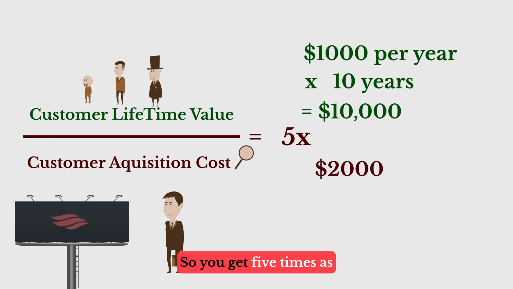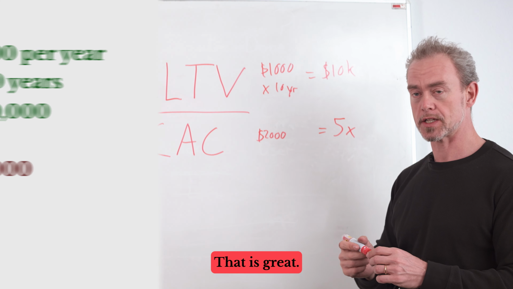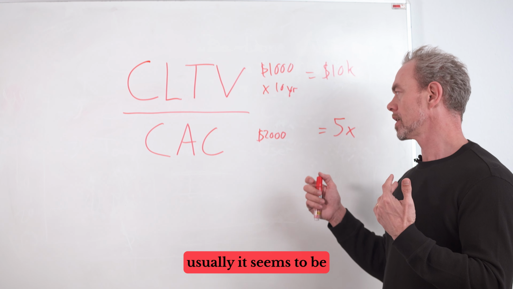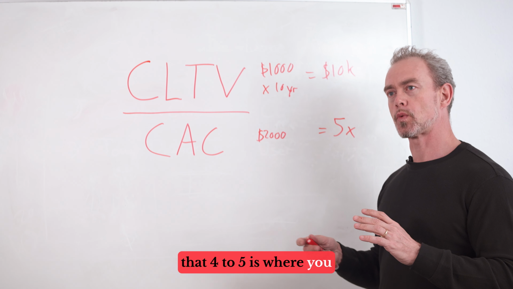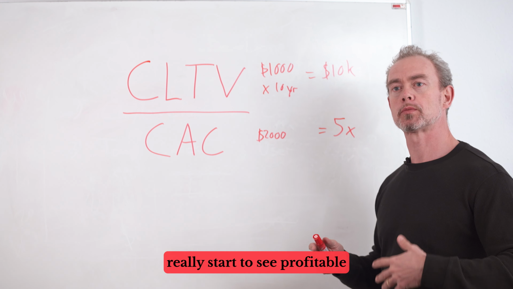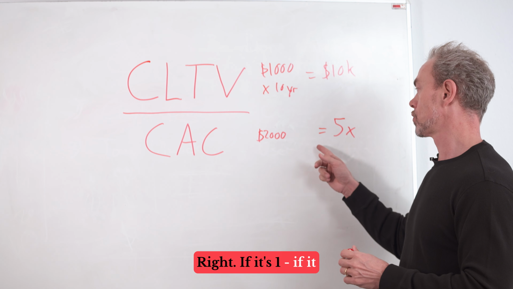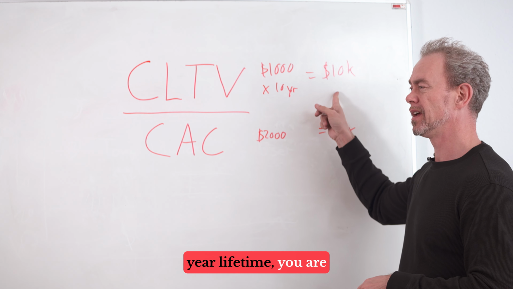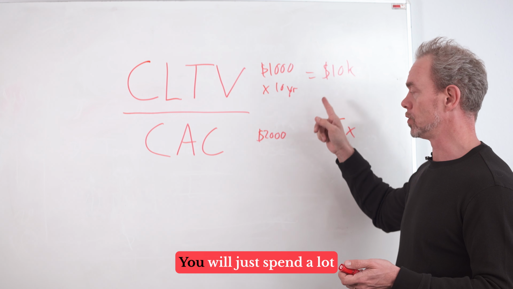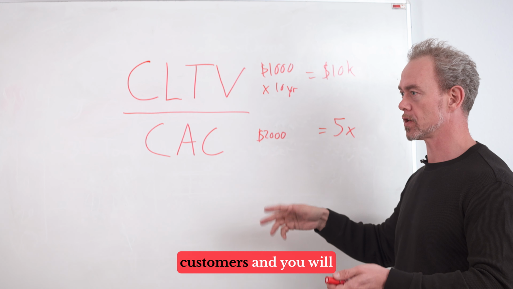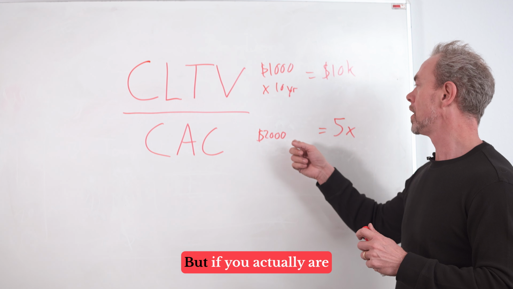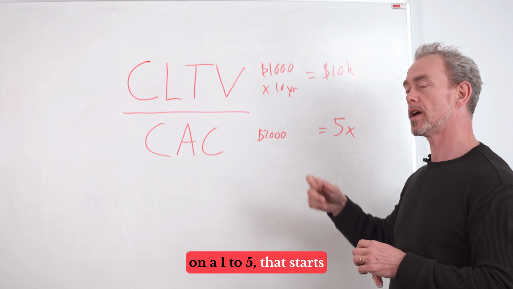So 2,000 over 10,000 is the CLV to CAC of 5x, right? So you get 5 times as much money out of the customer compared to what you pay to get that customer. That is great. You should take that trade every day. Usually it tends to be that 4 to 5 is where you really start to see profitable growth happening. If it costs you 10,000 to get a customer and you will make 10,000 over a 10-year lifetime, you are not in business. You will make 0 profits, and, no bueno.